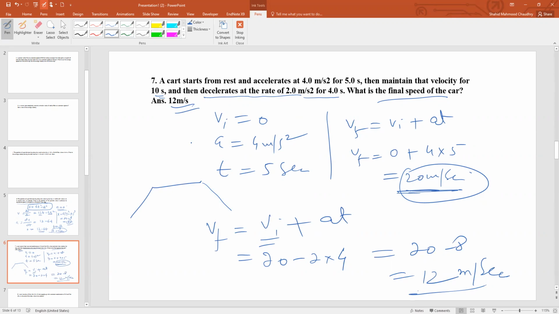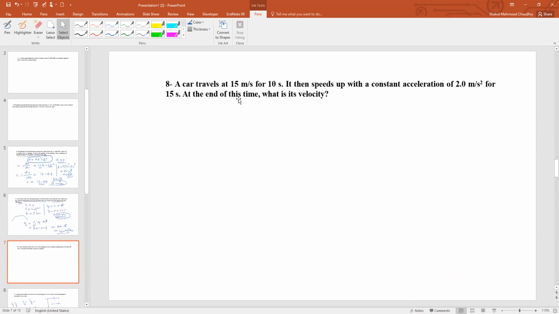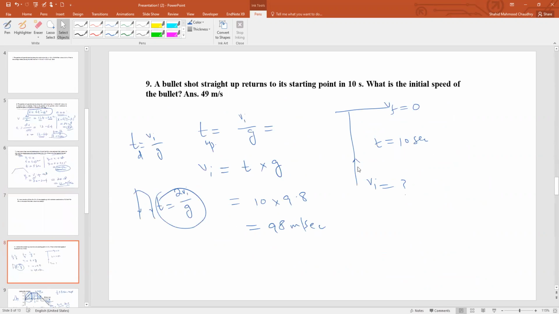Okay. So similarly, you can solve this problem. This is an easy problem. Okay. This I already have.